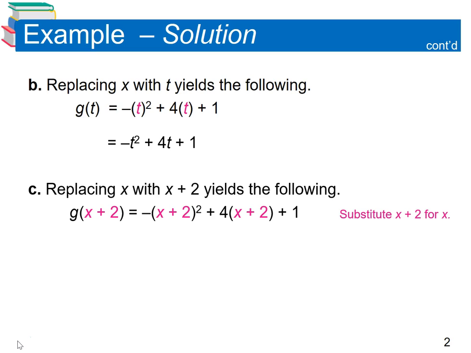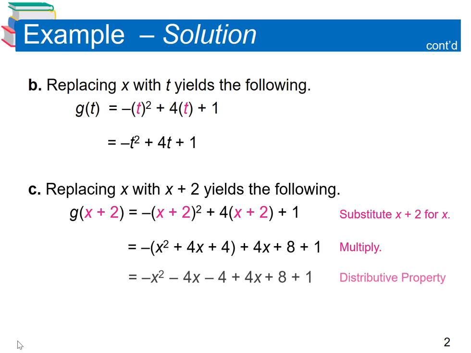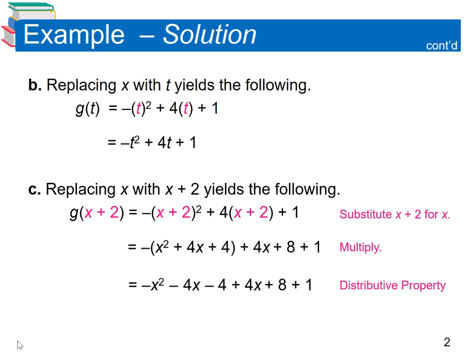So every x in the original function gets replaced with an x plus 2, and then you have to use algebra to simplify it. So x plus 2, quantity squared, we're going to need to square that out, FOIL that out, and you get x squared plus 4x plus 4. And then distribute the 4 across, 4x plus 8. Don't forget to distribute the negative across. That's what we did there, distributive property.